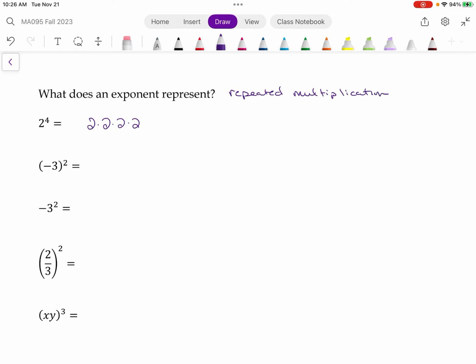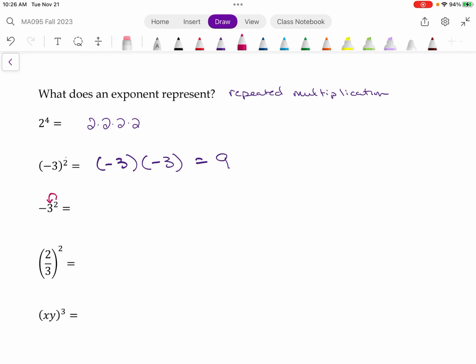All right, so negative 3 squared means negative 3 times negative 3, which, by the way, equals what? 9. Negative times a negative is a positive. Negative 3 squared, I just wanted to point this out. I'm going to do a different color because this is different. The squared only applies to the 3.